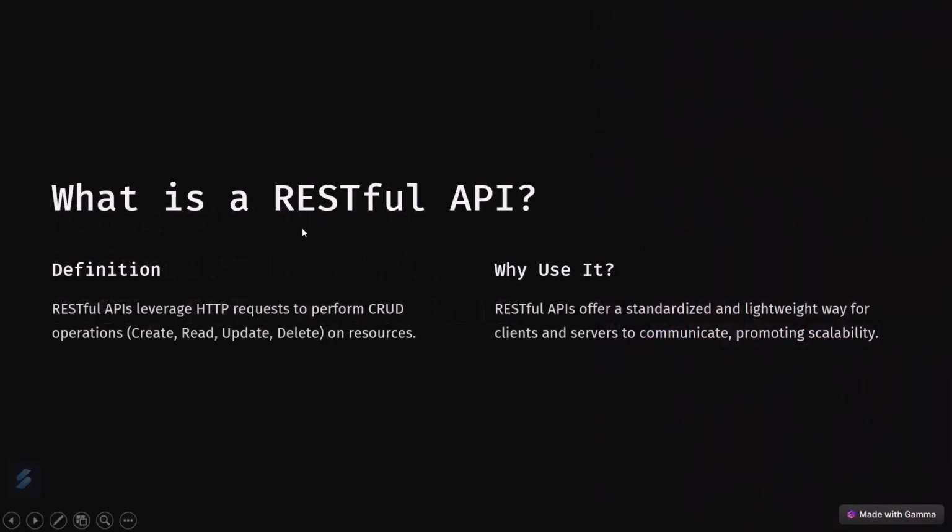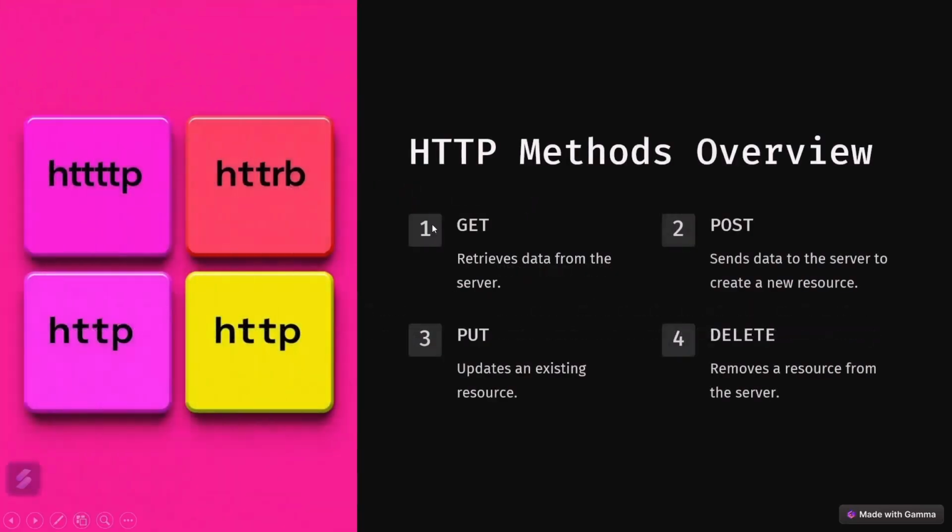What is a RESTful API? RESTful APIs leverage HTTP requests to perform CRUD operations. Basically, RESTful APIs are used to perform CRUD operations on our data. What is CRUD? CRUD is create, read, update, and delete. And the major methods for this are the GET method, POST method, PUT method, and DELETE method. In this video, we will be covering the GET method and POST method.